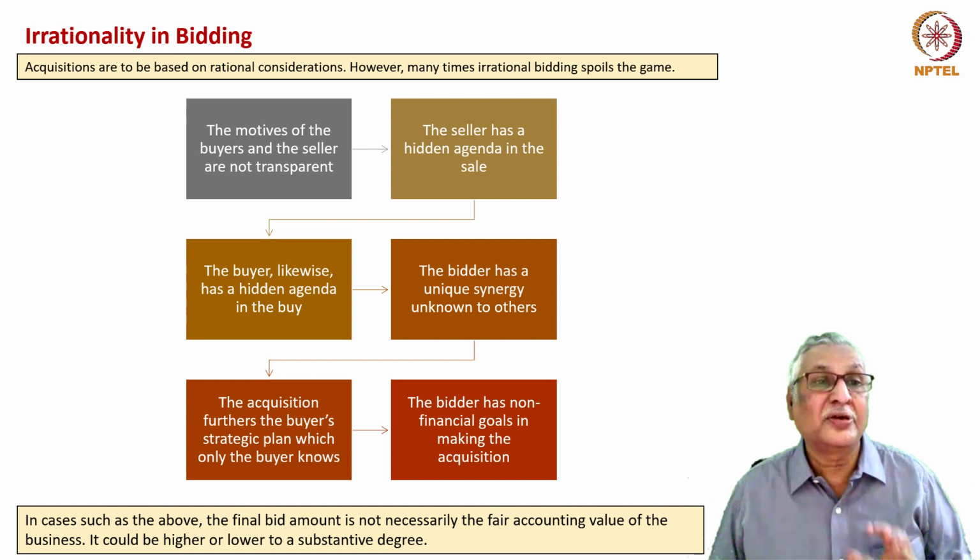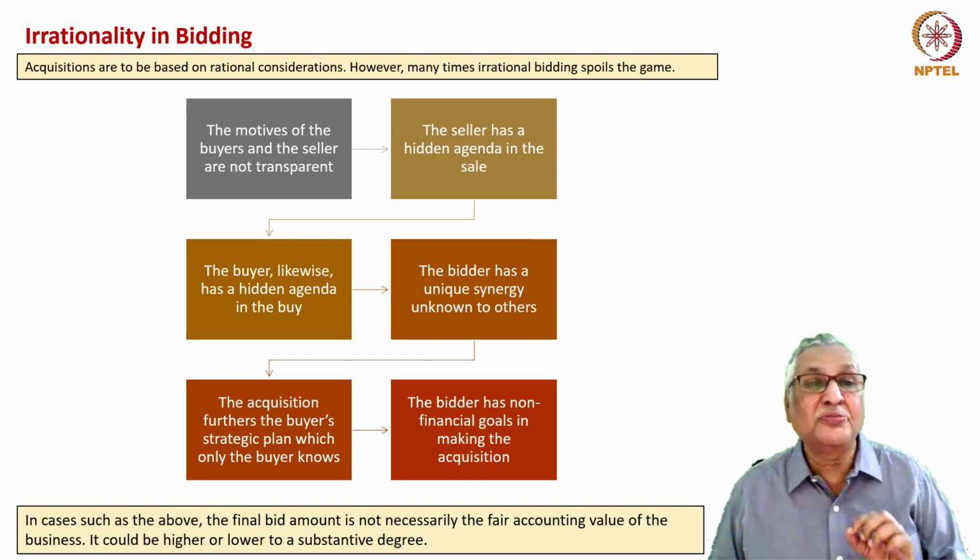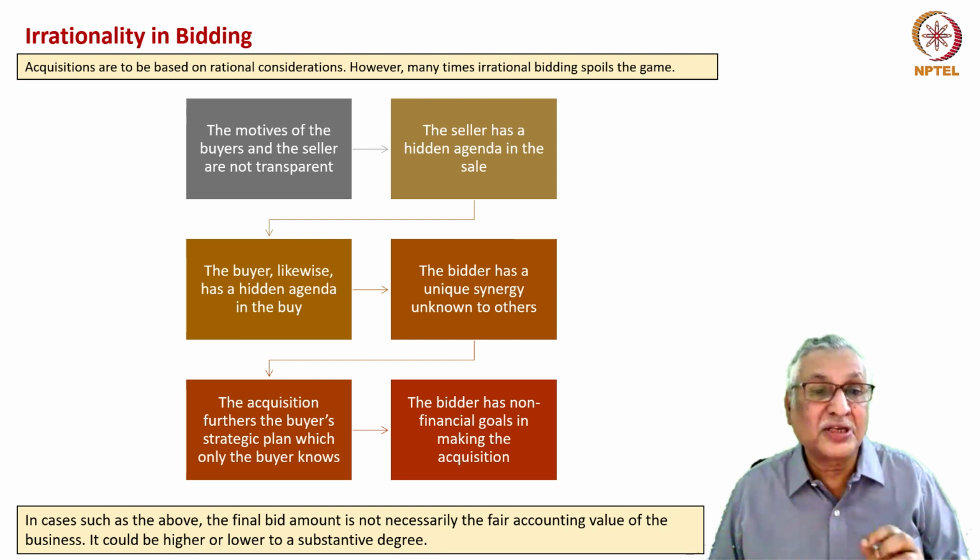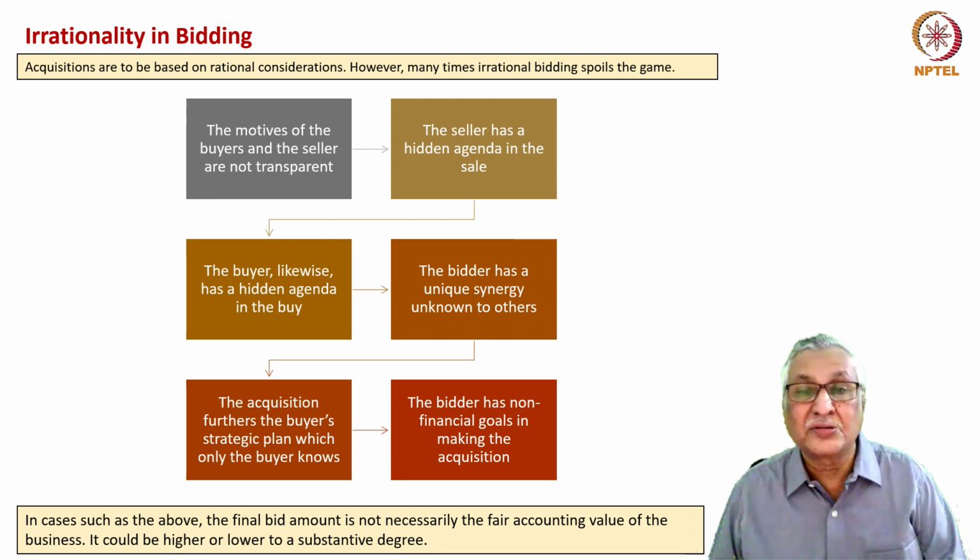At the same time, irrationality in bidding cannot be ruled out. All acquisitions have to be based ideally on rational considerations. However, many times irrational bidding spoils the game. The motives of the buyers and the sellers are not apparent. The seller has a hidden agenda in the sale. The buyer likewise has a hidden agenda in the buy.